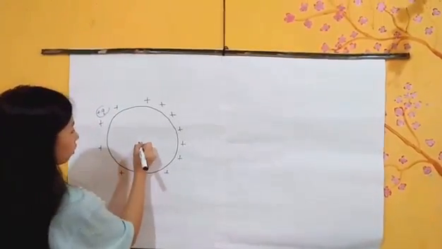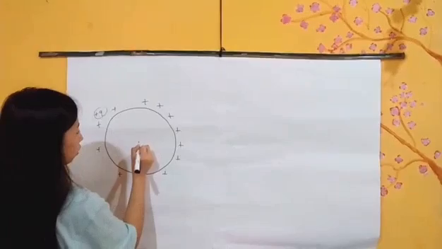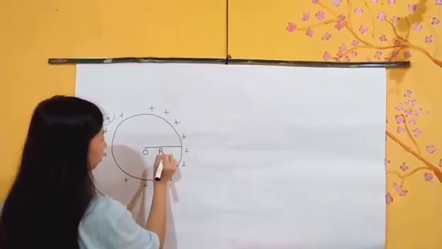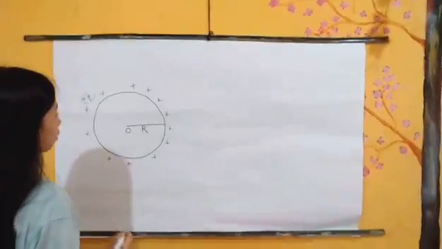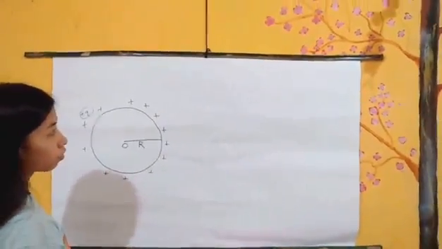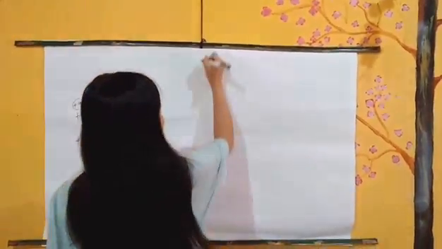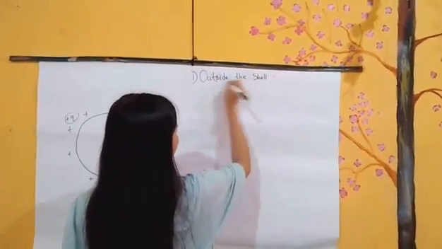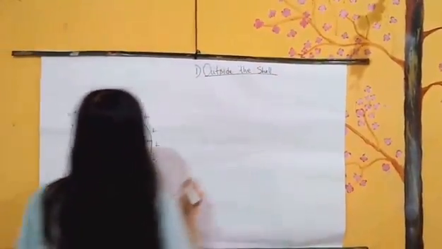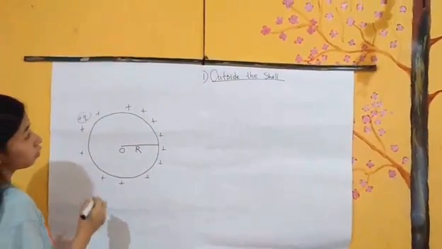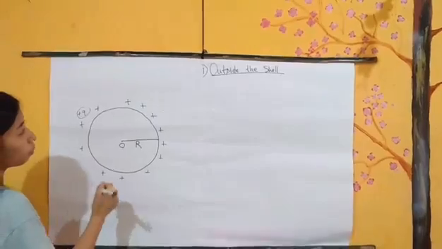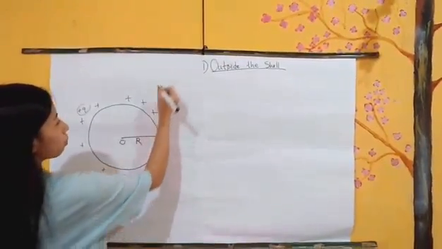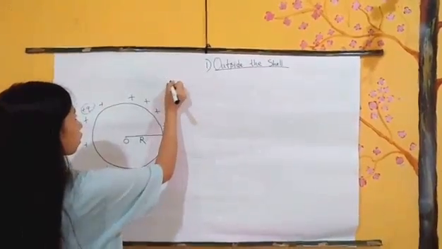So it has a center O with a radius R. Firstly we need to find an electric field outside the shell. So let's assume that we need to find an electric field at point P outside the surface of the spherical shell. So let's take a point P somewhere here.